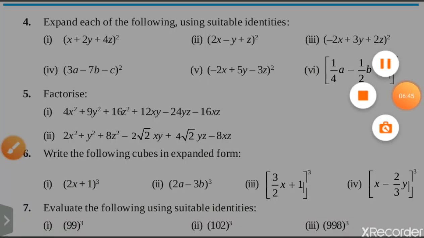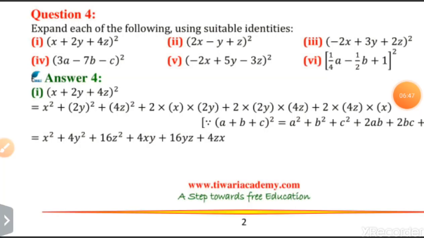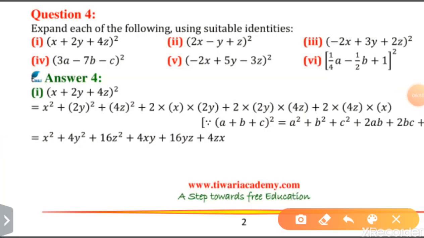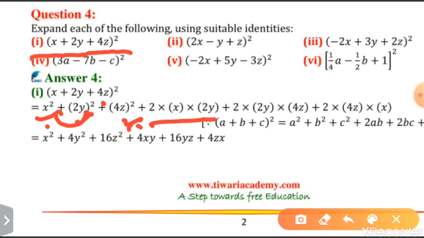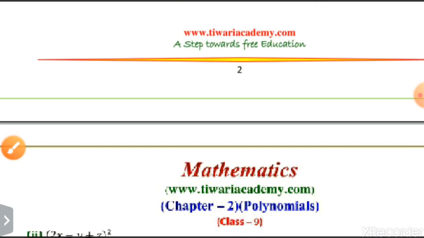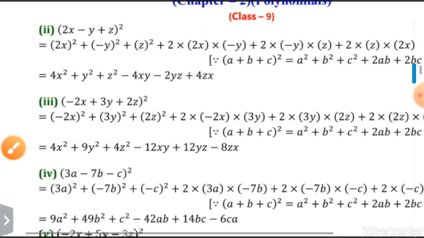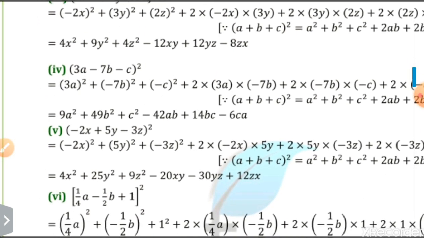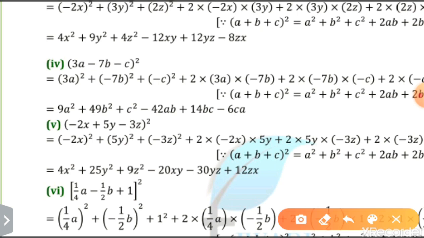I will show you the solution. In the first part of question number 4, you will see that it's (x plus 2y plus 4z) square. So we will write x square plus (2y) square, that means x square plus y square plus z square. In the place of z, we will write 4z, plus 2xy plus 2yz plus 2zx, and we will solve it, and we will write the formula also. Now move to the next question. I will explain the 4th part. The rest you will just see yourself.